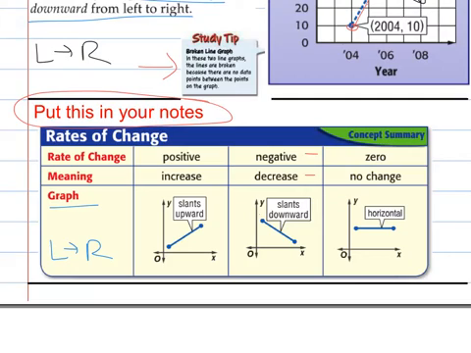Sometimes there is no change or a rate of change of 0. That means that there's no change. So maybe someone took a test, didn't study, and didn't do anything for their retake, and they still got the same score. Maybe they failed again or got the exact same score. That would be a rate of change of no change, 0. There was 0 improvement and 0 decline. So rate of change of 0. Make sure you have those in your notes.